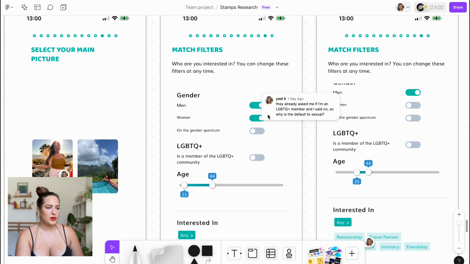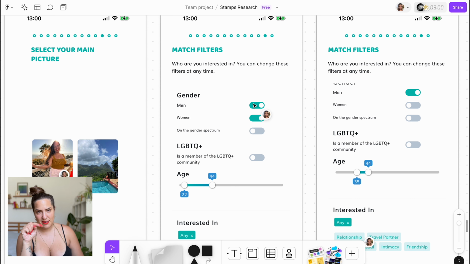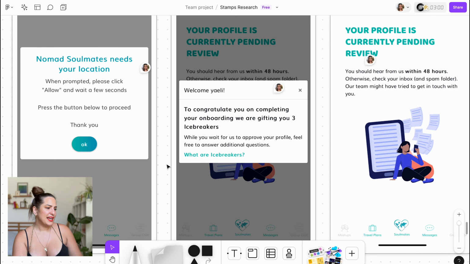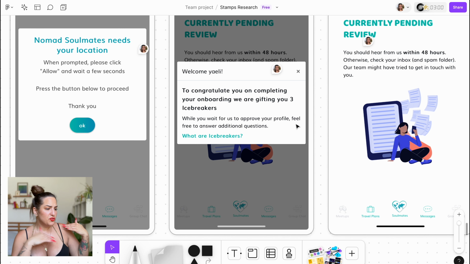And you remember why I told you that they have the checkbox for the LGBTQ plus community? I already told them that I'm straight. So why do I need to uncheck women again? And then I finished this process. To congratulate you on completing your onboarding, we're gifting you 3 icebreakers. But they haven't approved my profile. So what am I gonna do with these 3 icebreakers now? This is not a good timing for this pop-up.